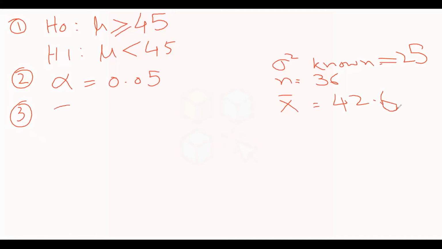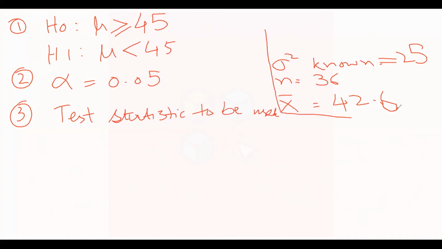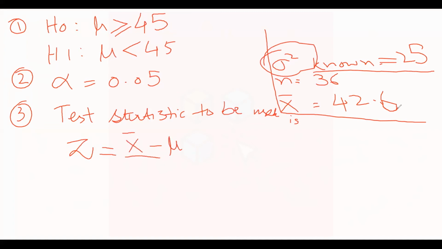Bar is 42.6. The test statistic to be used is the Z statistic because sigma square is given and sample size n is greater than 30. Therefore, we will use the Z score. Its expression is Z statistic equals X bar minus mu naught, which is given in the null hypothesis, over sigma over under root n.